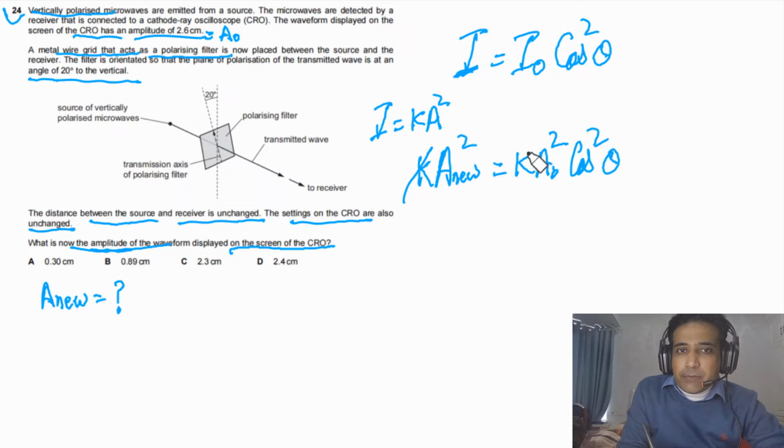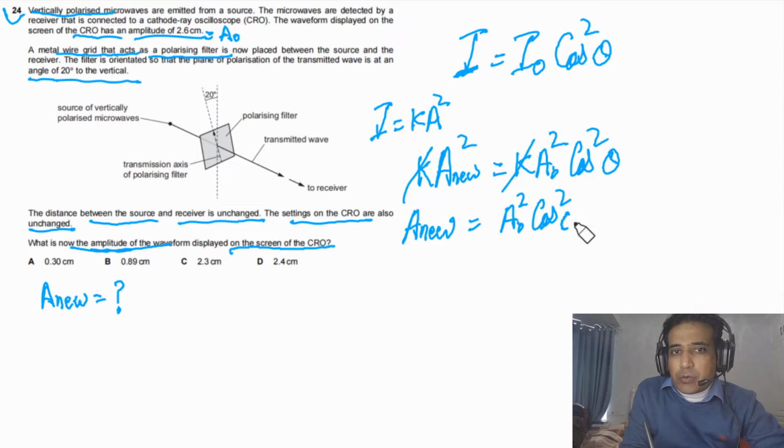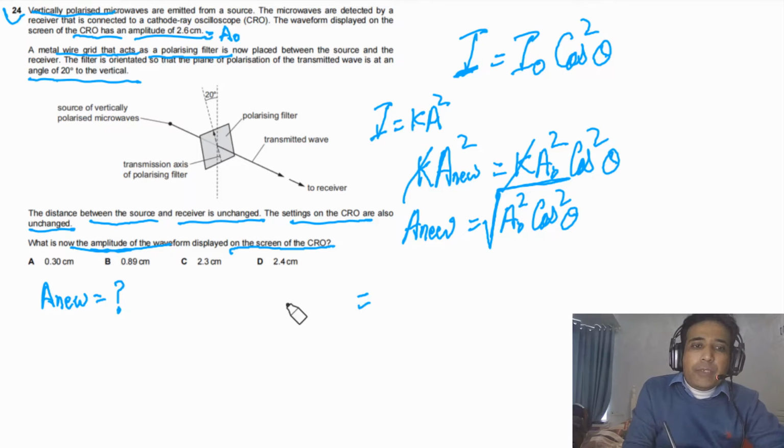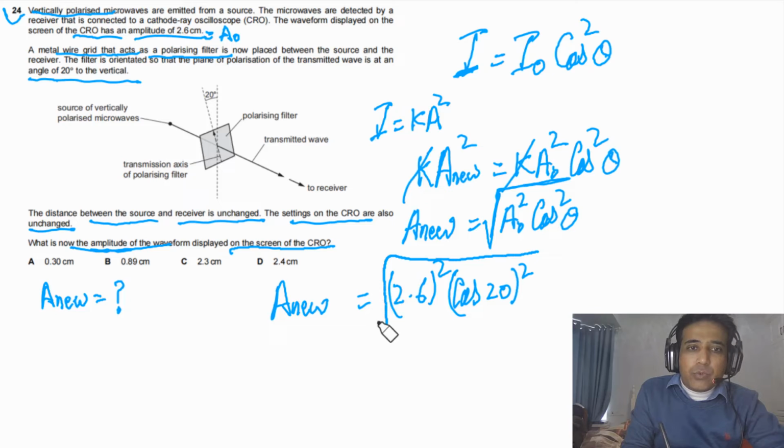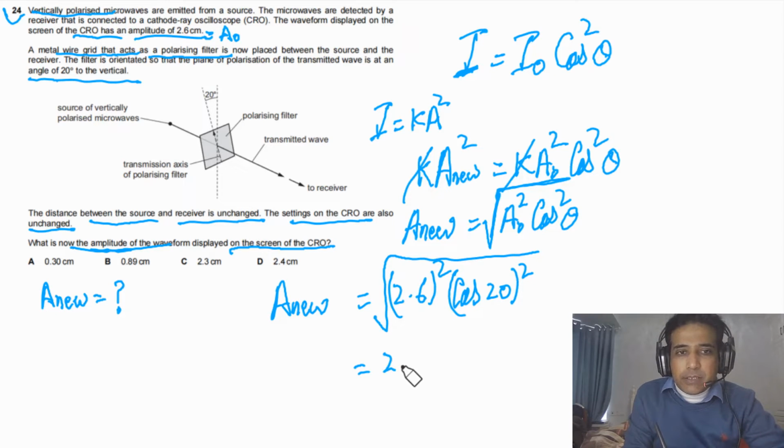Now K we can cancel from here. We need to find out A new. So this will be equal to A naught square cosine square of theta. We have to take the square root of this side. Now from here we can get the final value of A new. A naught is 2.6 centimeters, so we can use 2.6 square, and the cosine of the angle is 20 degrees, so we have cosine of 20 degrees square, and we need to take the root of this, and our final answer in this case will be 2.4 centimeters.